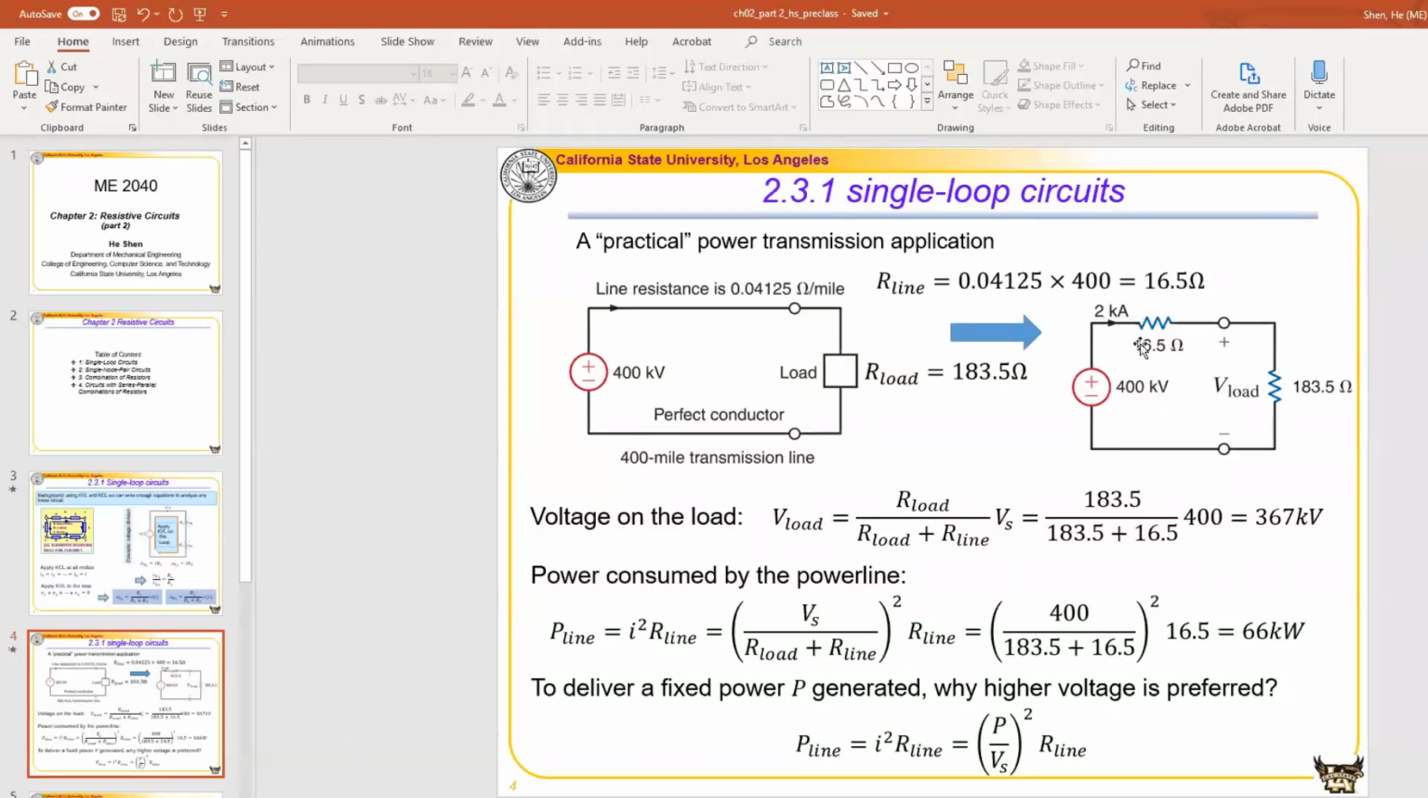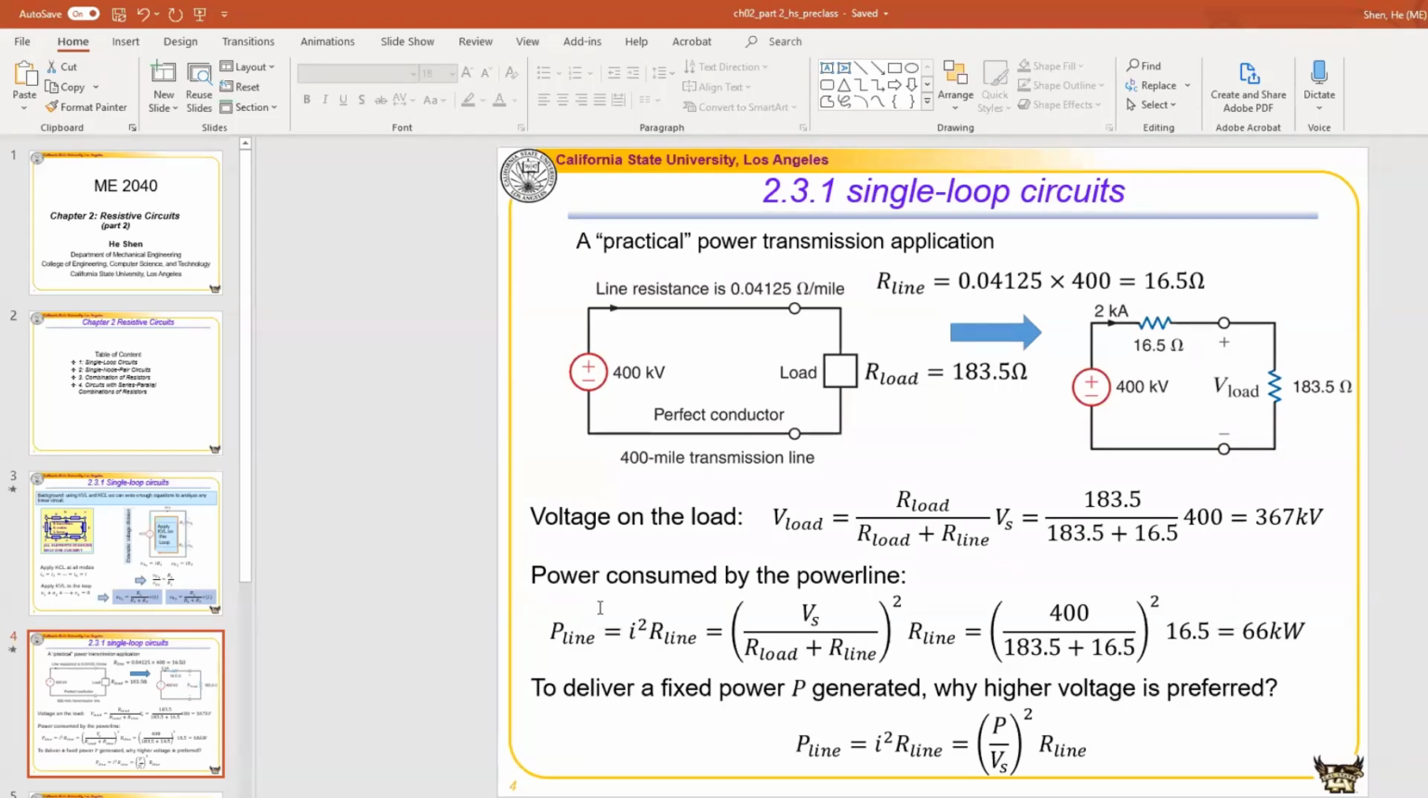Then we can also calculate the voltage drop on this resistor. We have 16.5 ohm, and if we calculate the voltage on that, that will be equal to this 16.5 ohm divided by the total resistance, the same, times Vs, 400 kilovolts. You can do it that way to find the voltage drop on this power line.